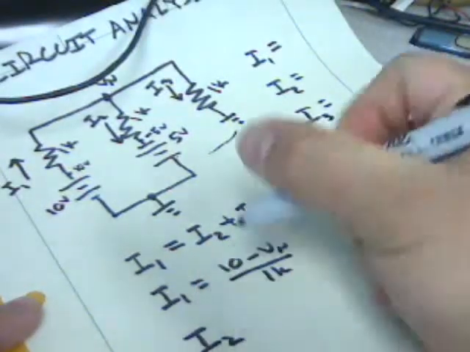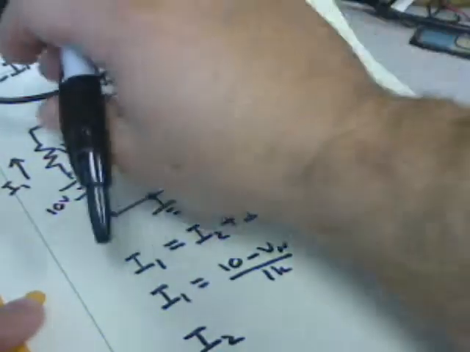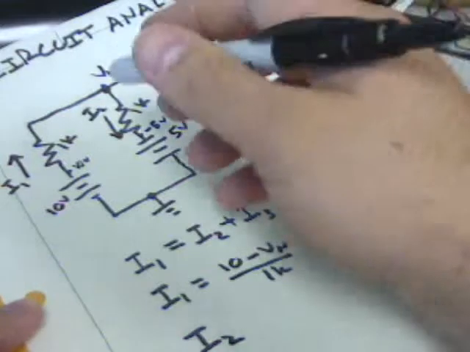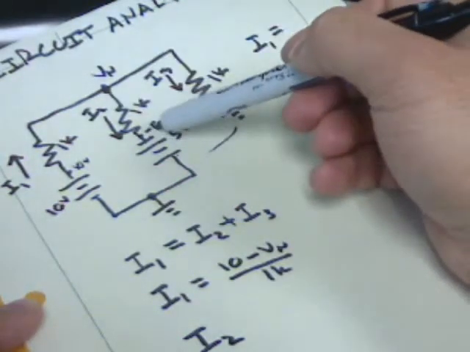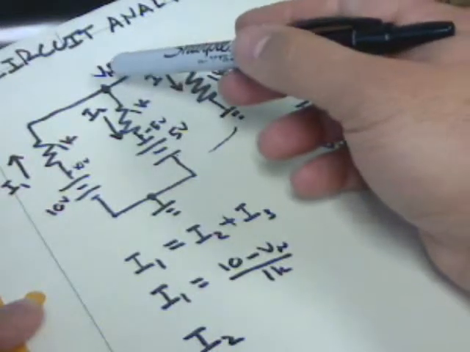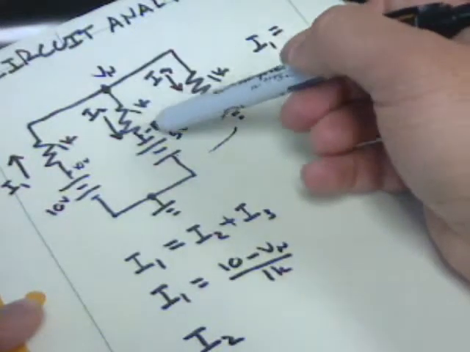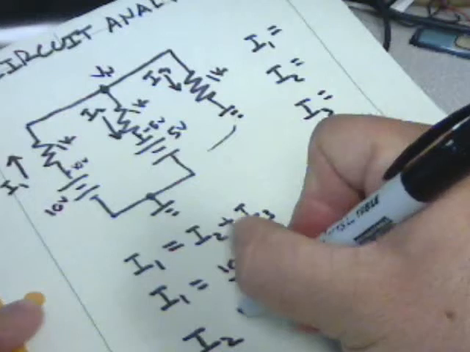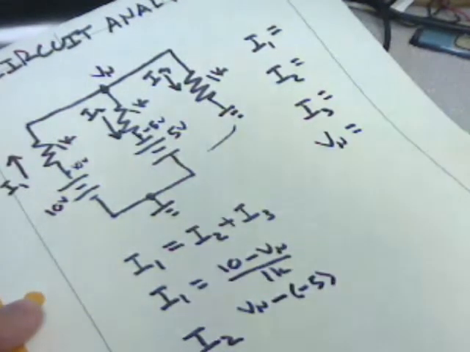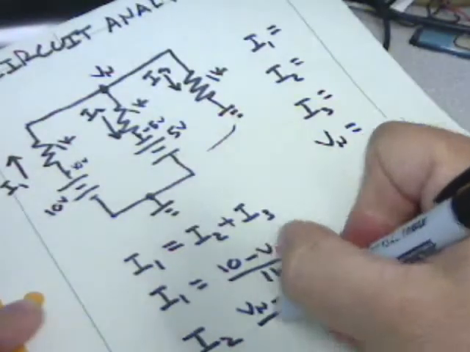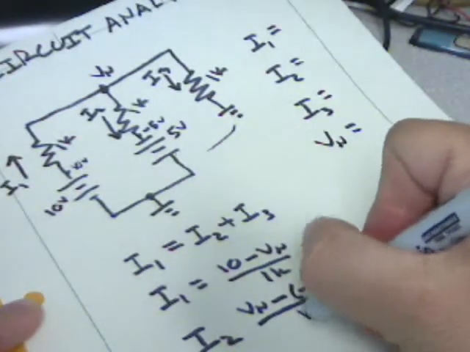I2 we can solve for. Now we have, let's move that wire out of the way. We have Vn, we're going this direction, so it's not 5 minus Vn. What it is, is Vn minus negative 5. So we have Vn minus negative 5, and that's going to be over 1k.